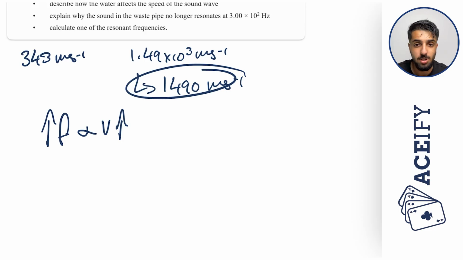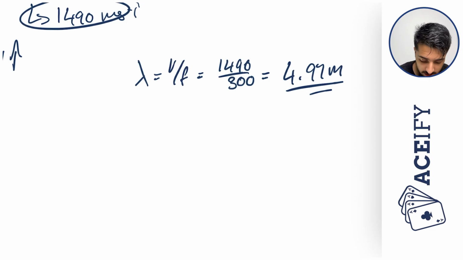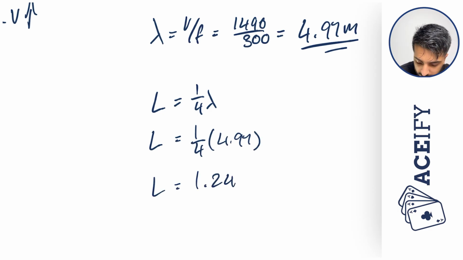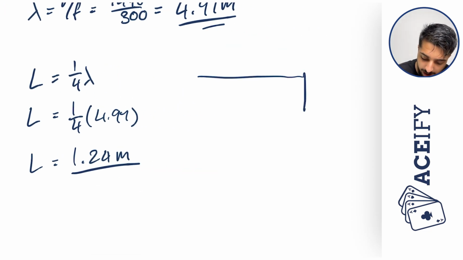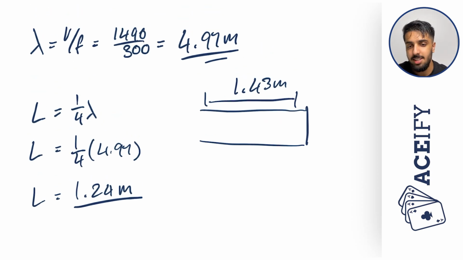Now, if we use our frequency of 300 Hertz with a wave velocity of 1,490, we get a wavelength of 4.97 meters. We know that the first fundamental frequency is 1/4 of the wavelength, so our length has to be 1/4 of 4.97, which is equal to 1.24 meters. As we know from the previous questions, the length of our pipe is 1.43 meters, not 1.24, so our pipe is too long, and therefore at 300 Hertz the sound cannot resonate.